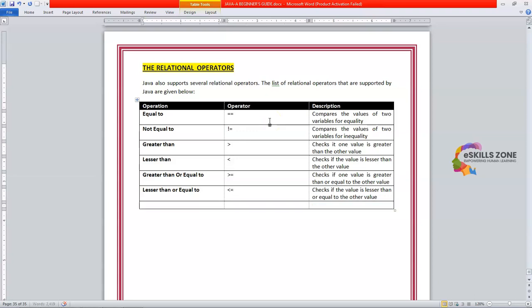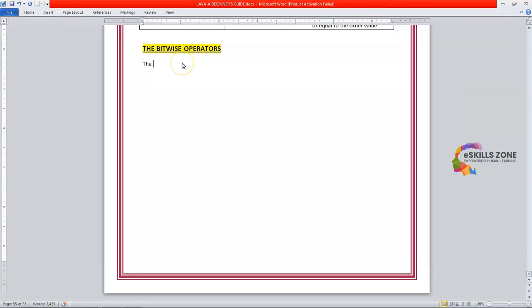Now we'll discuss the bitwise operators in Java language. The bitwise operators available in Java can be easily applied to a number of data types. These data types include byte, short, long, integer, and character.